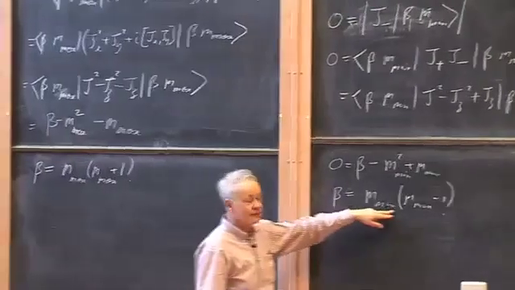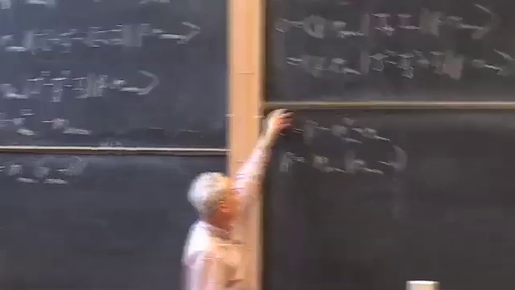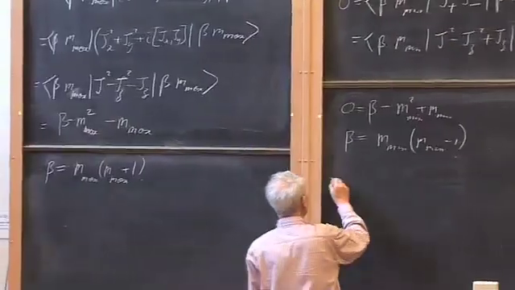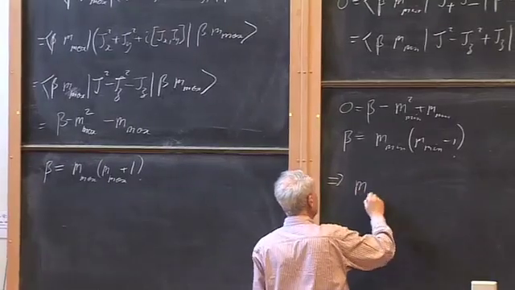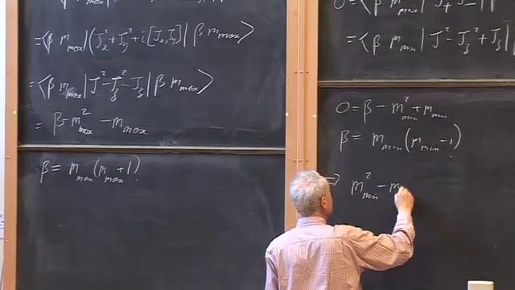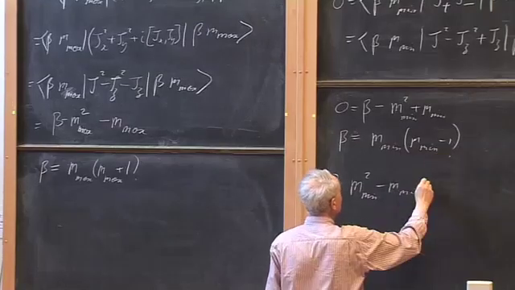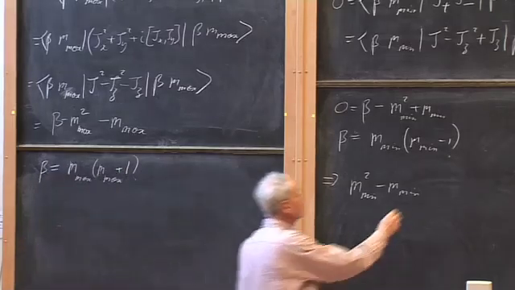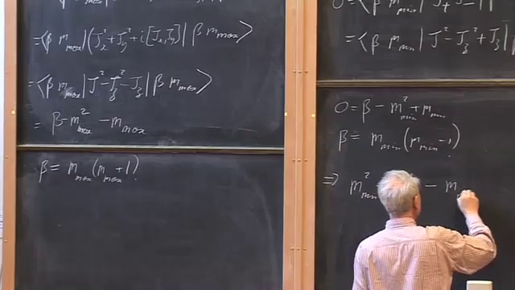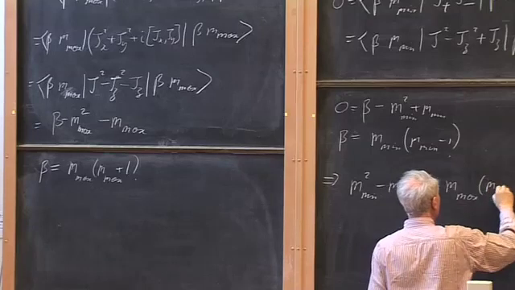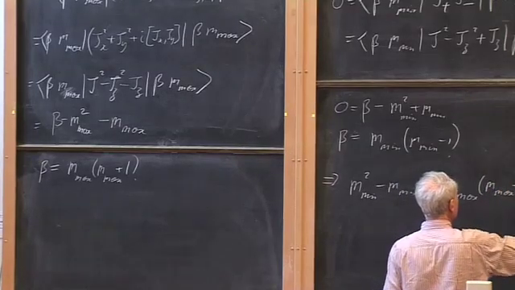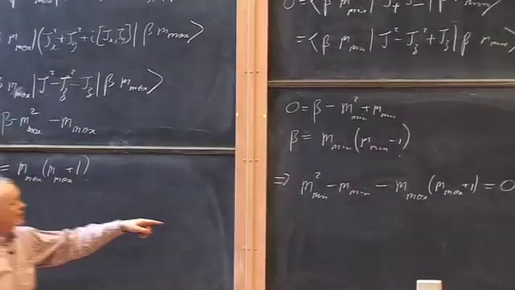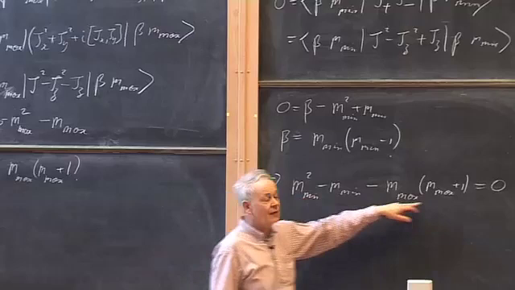So we have a relationship here between beta and the largest value that m can take, and between beta and the smallest value that m can take. And between these two equations, we can eliminate beta and learn that m min squared minus m min, which is this, is equal to beta, or minus beta equals naught, but minus beta is the same as minus m max plus 1. So we have this equation, and this can be thought of as a quadratic equation for m min in terms of m max.